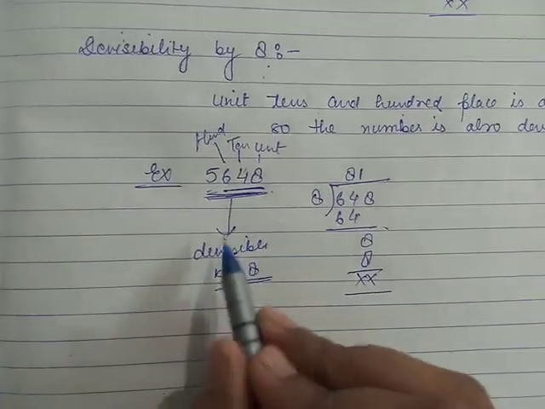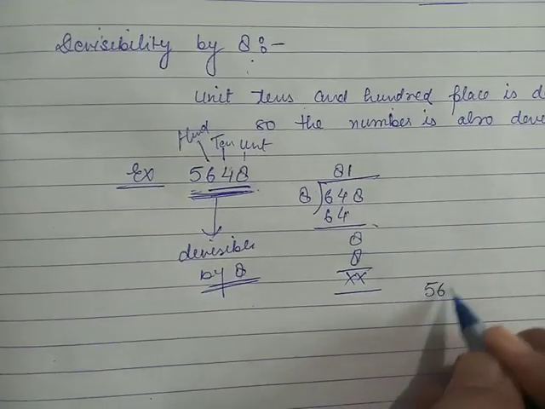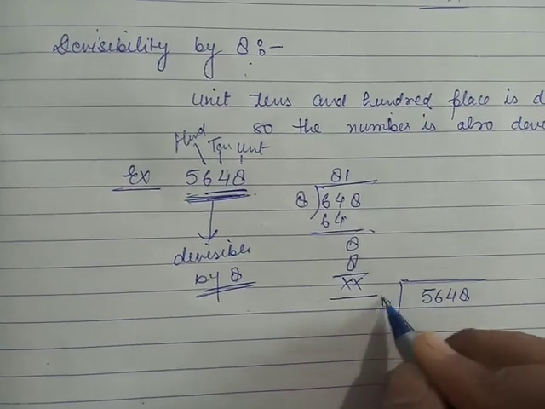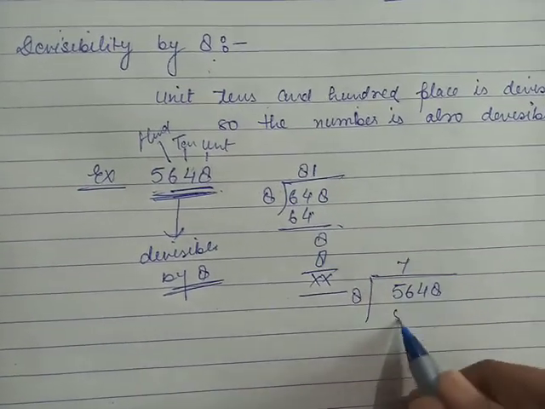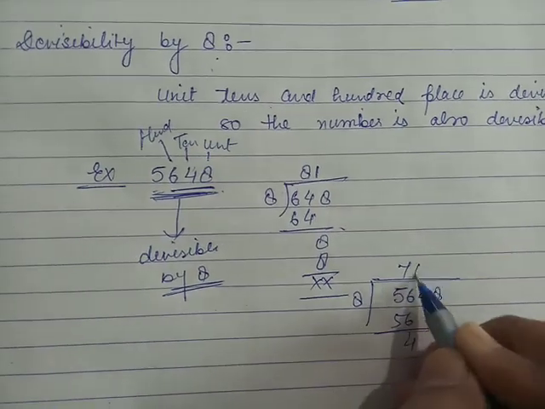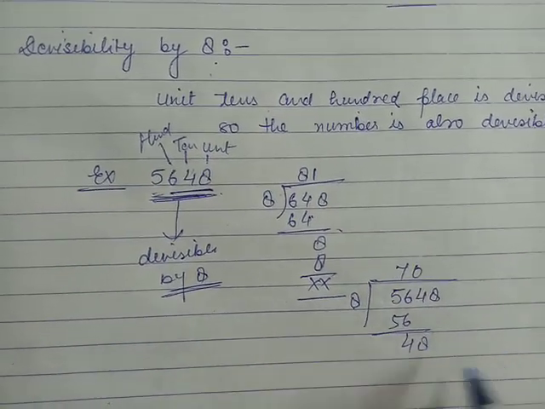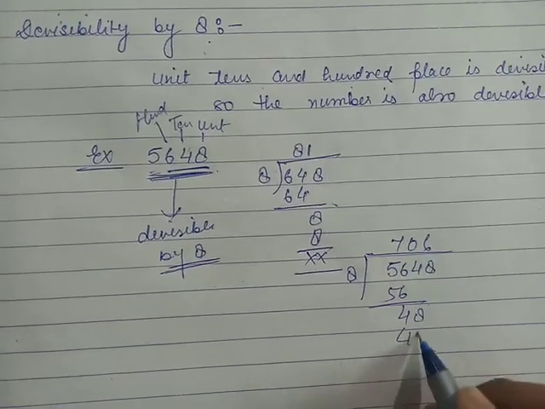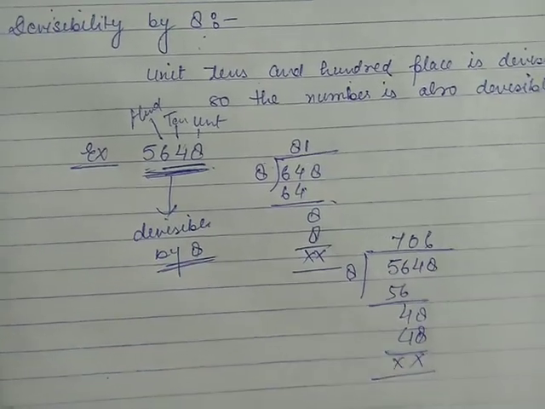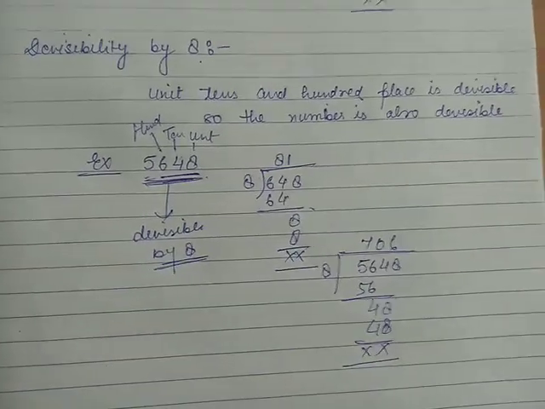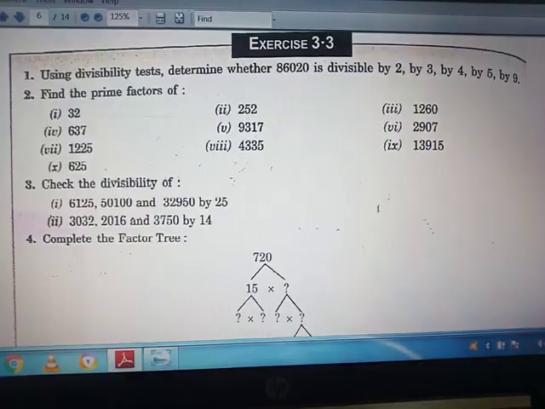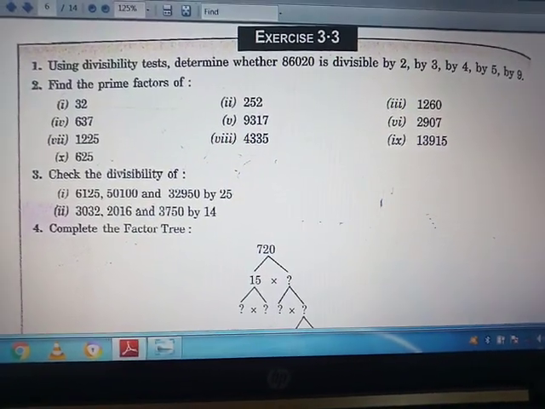Now we will prove this, that 5648 when divided by 8, 8 sevens are 56, 40, 8, 8 sixes are 48. You can see this whole number is divisible by 8. Now we will move to the next. Now moving to our exercise.